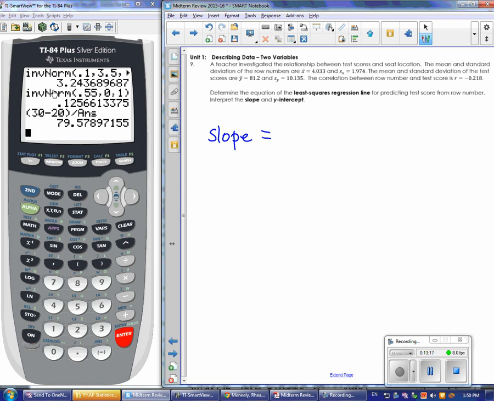Well, if we think about our summary statistics, the variable or the value that measures change would be our standard deviation, because it's talking about a difference. So I'm going to look at my standard deviation of y over the standard deviation of x. But remember, standard deviation is always positive, and so if I'm going to have a negative slope, I've got to figure out a way to introduce the direction of my line, and I do that by multiplying by my correlation coefficient. And so now I know that my correlation coefficient is negative 0.218. My standard deviation for y is 10.135, and the standard deviation for x is 1.974.